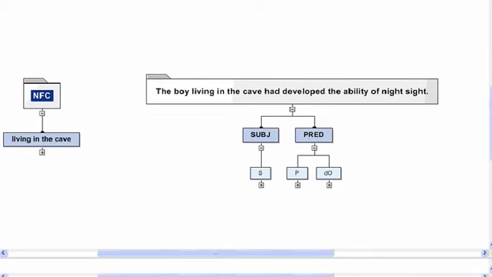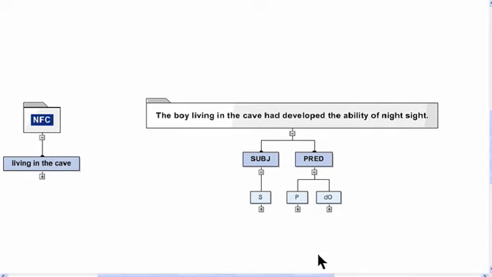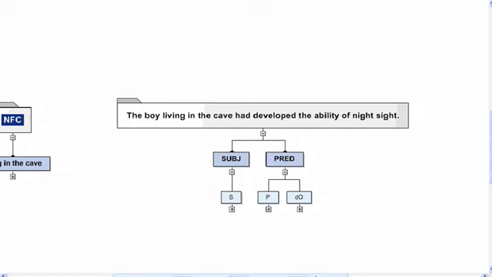The aim of this video tutorial is to guide you through drawing a phrase structure tree if you have a non-finite clause included in it. If we look at this sentence here, the boy living in the cave had developed the ability of night sight. And what we have here then is we do the first divide, the subject and the predicate, and the first divide is up until here, had. So somebody had developed something is the essence of the sentence.